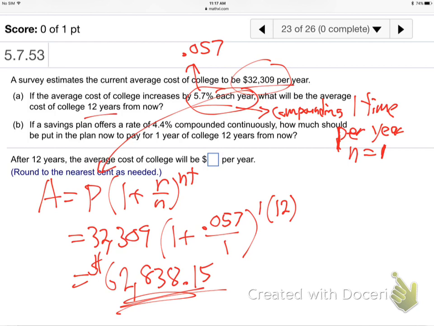And now they've got to do part B, huh? All right, so that makes sense. So any kind of inflation problem, you just make it compounding once per year. Everybody getting the point of that? You can calculate any kind of inflation, same formula, just compounding once per year.